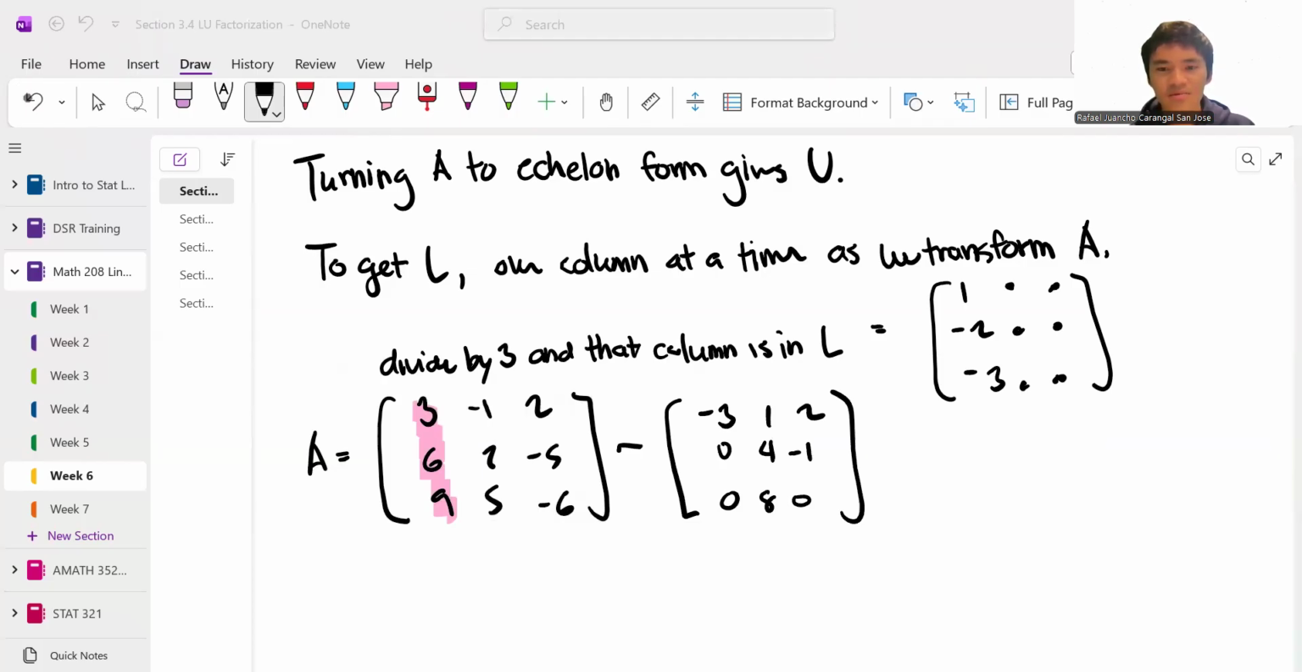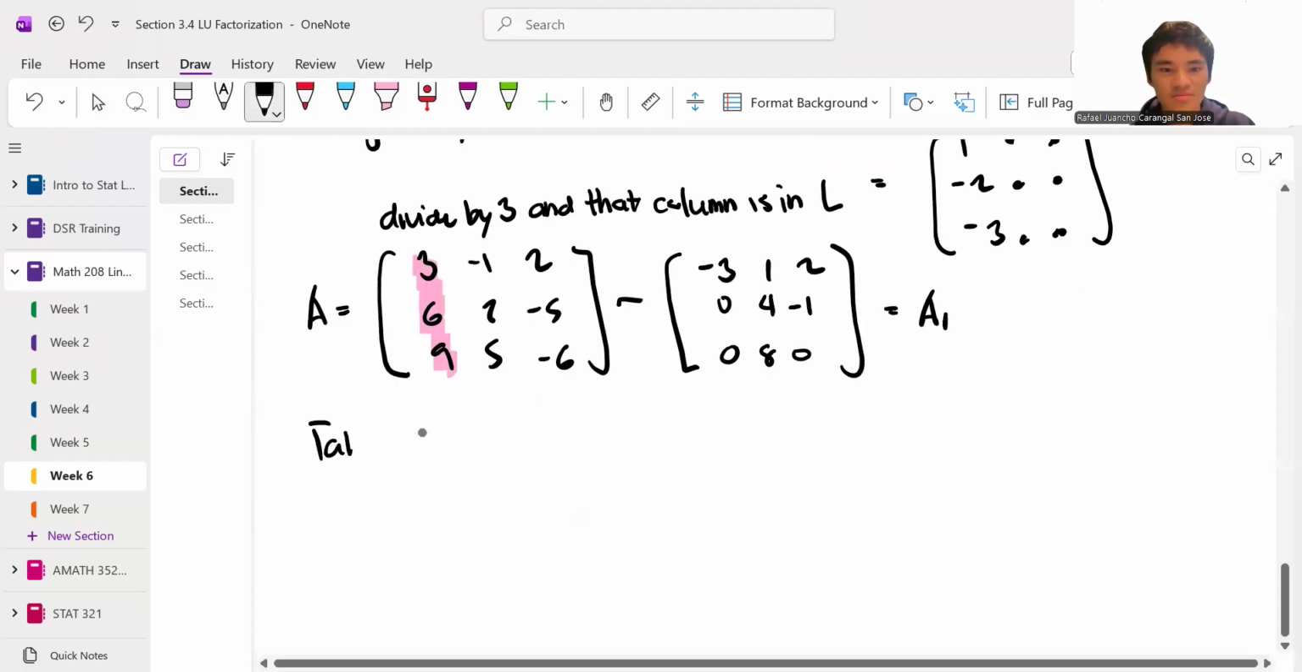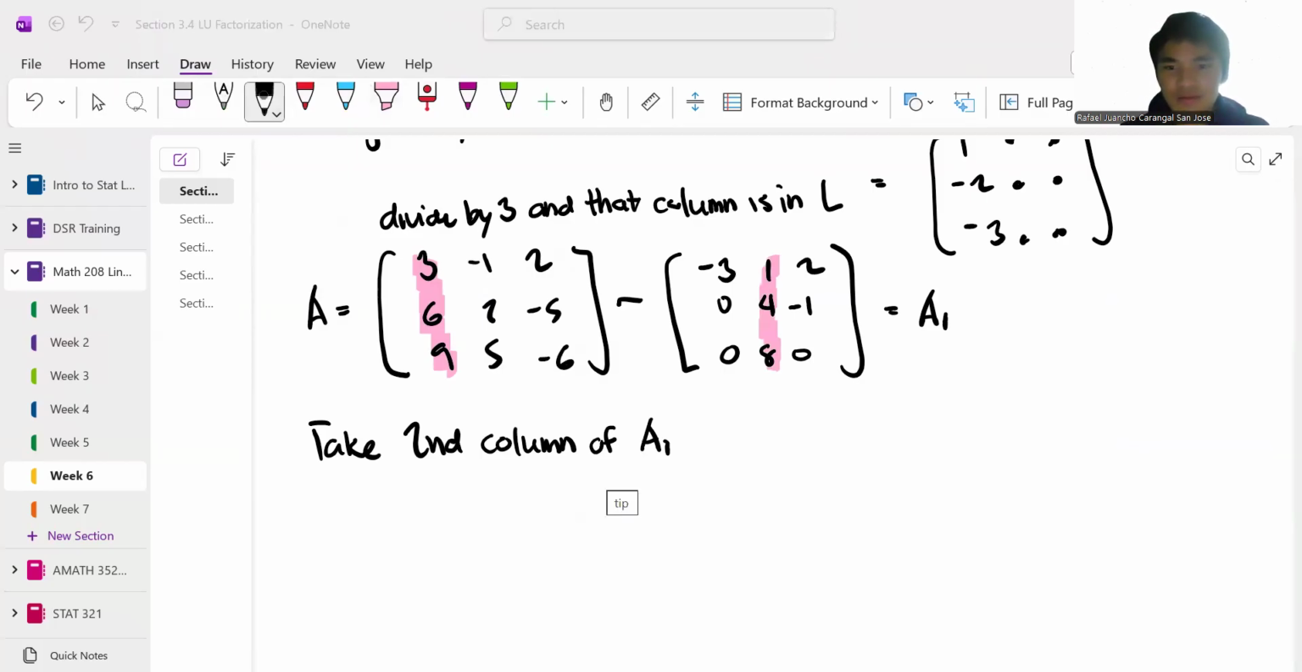And then we take the second column of this. So we say this is A sub 1. We take the second column of A sub 1. So we're actually going to take this one. And what are we going to do with that? We're starting from the pivot entry 4 down. So the entries are shown in boldface, and divide each entry by the pivot.